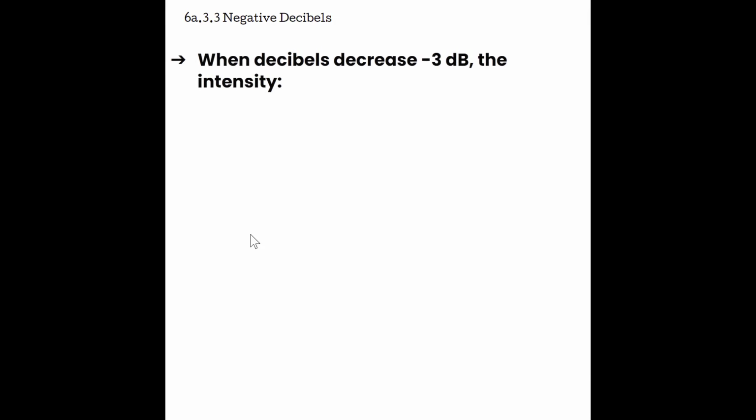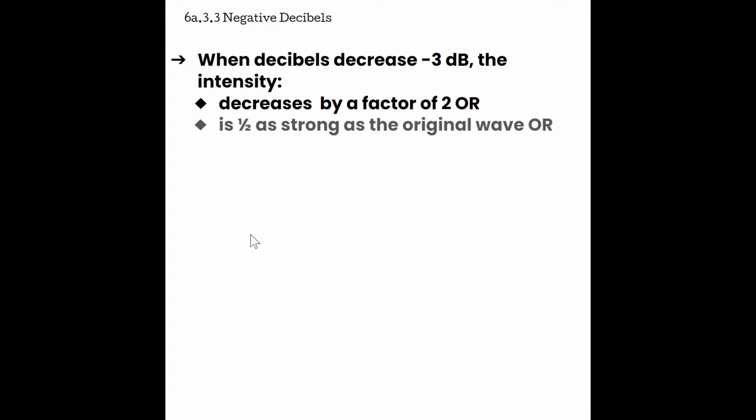The first one is that when you decrease by 3 decibels, the intensity is going to decrease by a factor of 2, or you can say it's half as strong as the original wave, or you can say that it is 2 times weaker than the original wave. I wanted to point out that all 3 of these mean the same thing. It means that the new wave is weaker, and it is by a factor of 2.